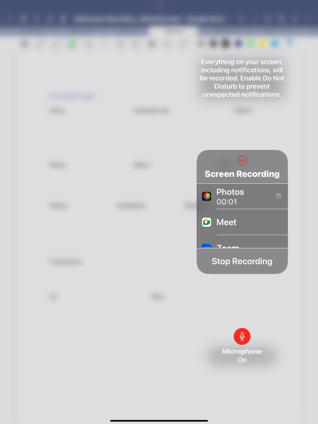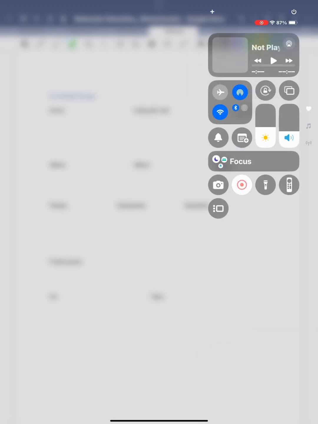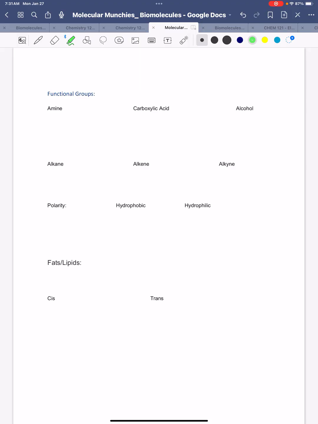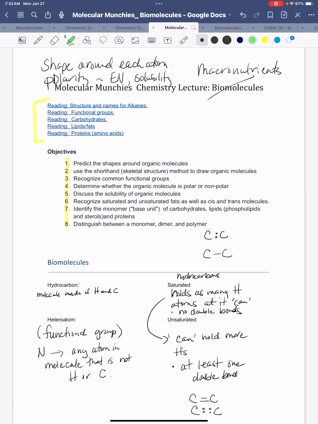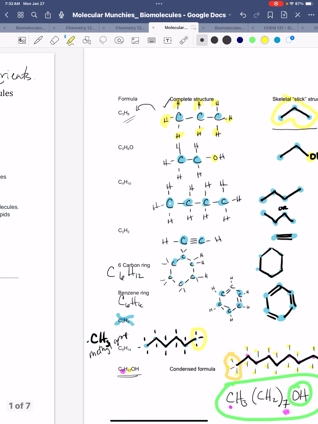Good morning, chemists. I'm continuing our conversation on biomolecules, aka macronutrients, just getting the chemistry behind some of the content that we're talking about in our nutrition class. So last time we were together, we were looking at a couple of vocabulary words. We looked at hydrocarbons and heteroatoms. We looked at saturated and unsaturated. We will continue this conversation a little bit more.